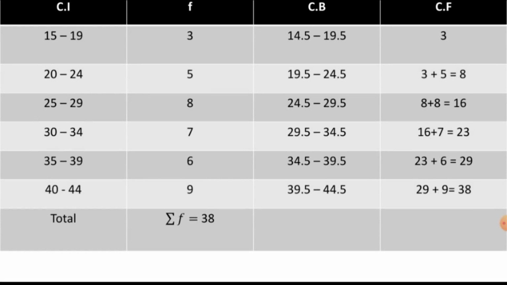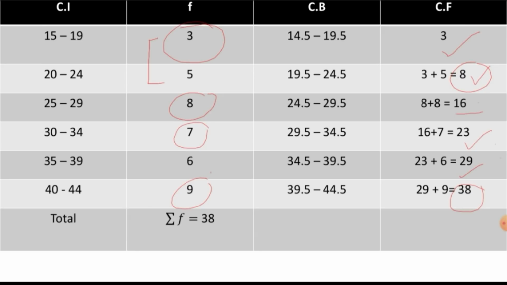The table has class interval, frequency, class boundary and cumulative frequency. I hope you know how to find the cumulative frequency. The first frequency always remains the same as the cumulative frequency. Then the first and second frequencies are added. So 3 plus 5 equals 8. Then 8 plus 8 equals 16. 16 plus 7 equals 23. 23 plus 6 equals 29. 29 plus 9 equals 38.